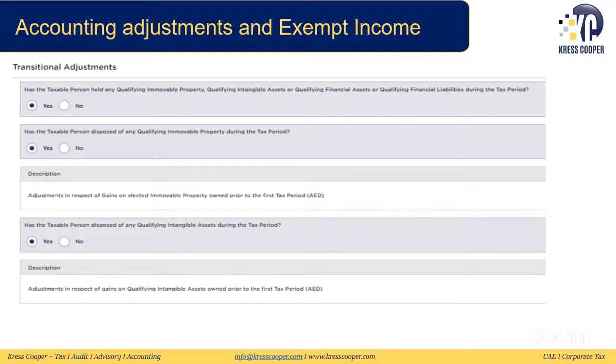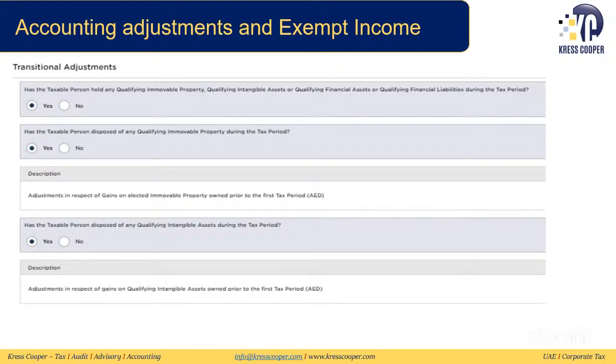Now, the transitional adjustment, like we discussed already, that we've made the election. First, it will ask you for this tax period, if the taxable person held in their books any qualifying immovable property, qualifying intangible asset, qualifying financial asset, or financial liabilities during the period. If you mark it as yes, then it will ask you separately for all three categories: has the taxable person disposed of any qualifying immovable property during the tax period? If it has, then you will have to put in the amount for the adjustment.